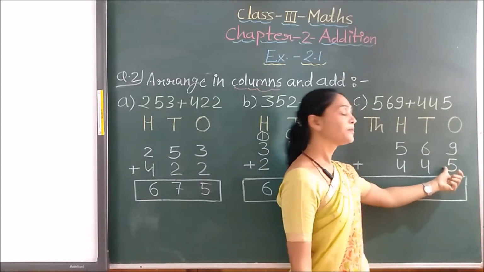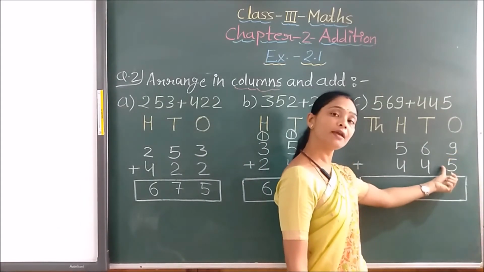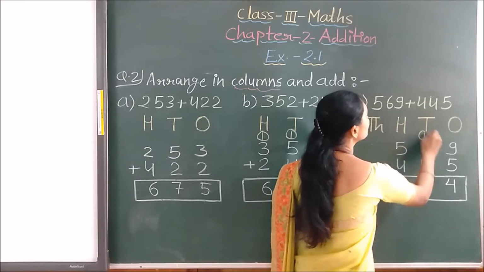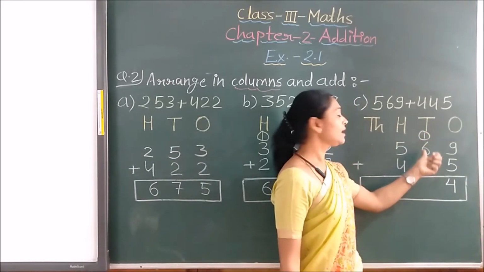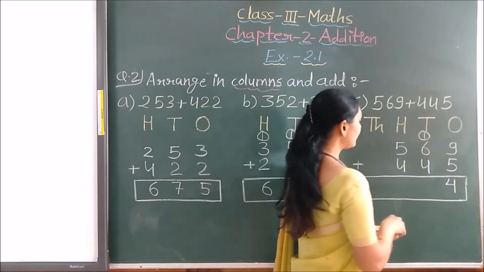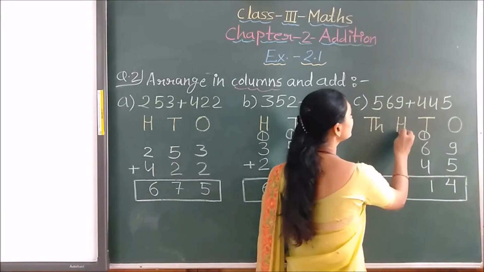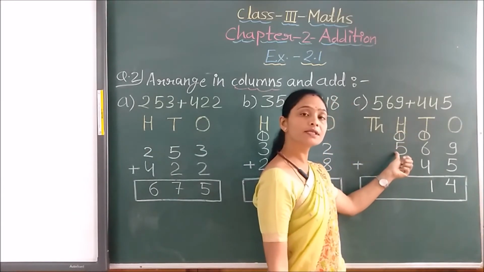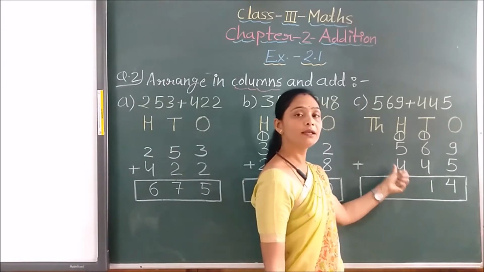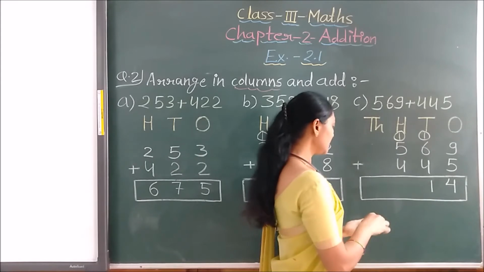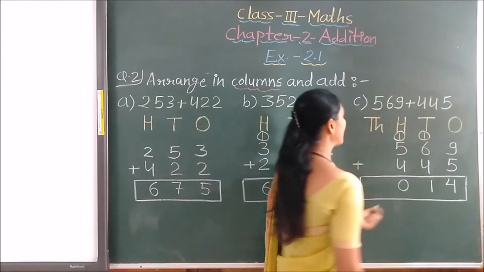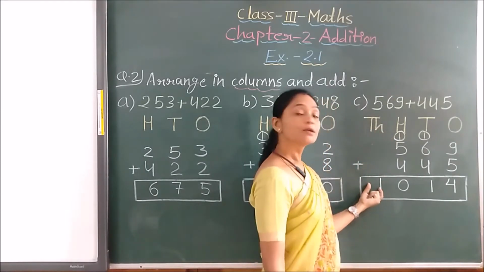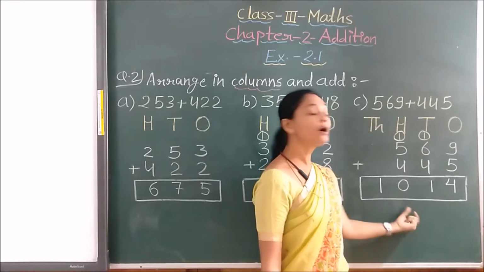9 plus 5, how much? 9 plus 5, 14. So we have to write here 4, and 1 carryover will go up here. Now 1 plus 6, 7, and 7 plus 4, 11. So we will write here this 1, and again we got 1 carryover, so this will be written in the hundreds place. Now 1 plus 5, 6, and 6 plus 4, 10. How much we got? 10. So this 0 we have to write on the hundreds place and then 1 will go to the thousands place. So this way we got this number. See how to read this number.